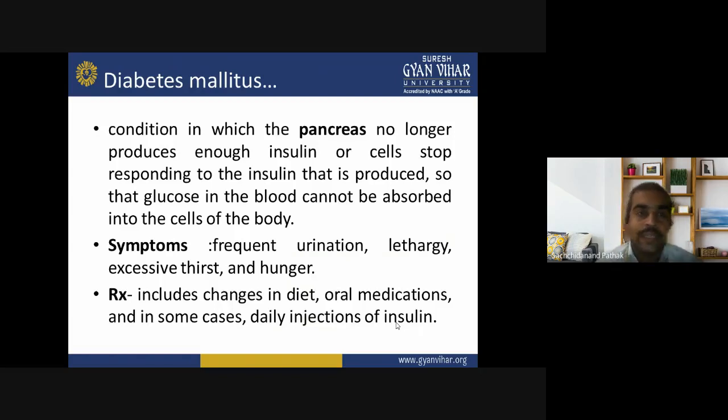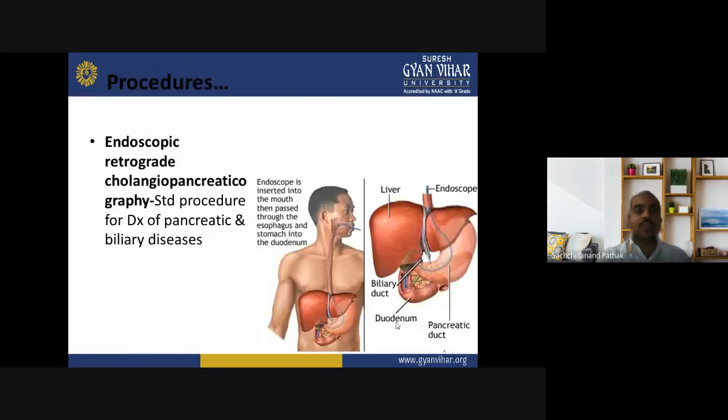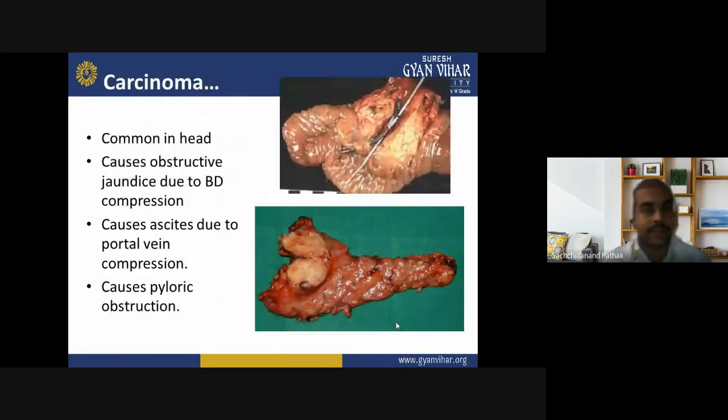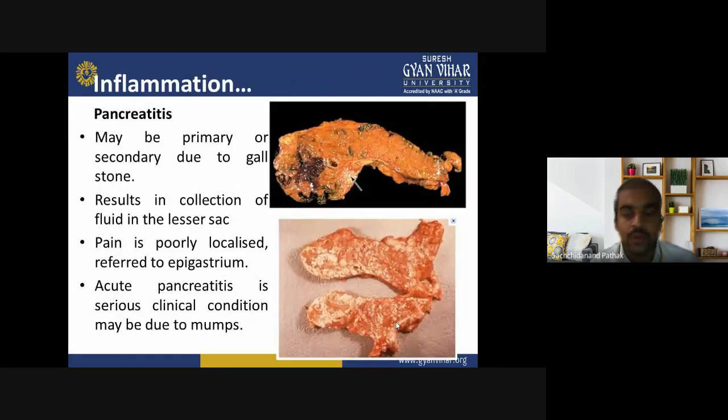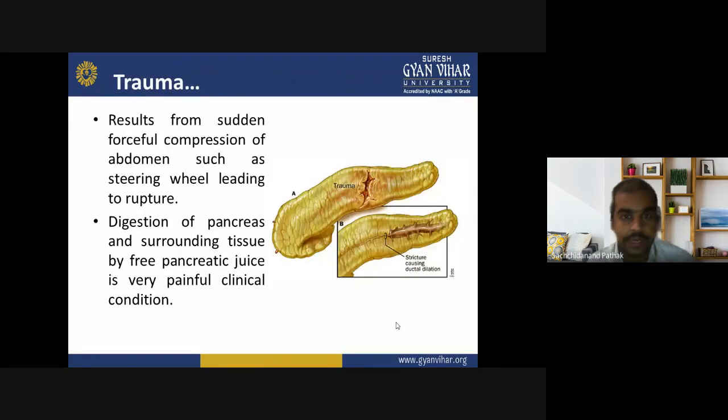So how can we treat diabetes mellitus? It includes changes in the diet, because diabetes is a lifestyle disease. We know diabetes is a lifestyle disease. In these cases, we have to change our lifestyle totally. That means you are living in a different lifestyle, so obviously we have to change the diet, oral medication. In some cases, daily injection of insulin will be there. So these are the things we have discussed about the pancreas. Now let me recap these things.